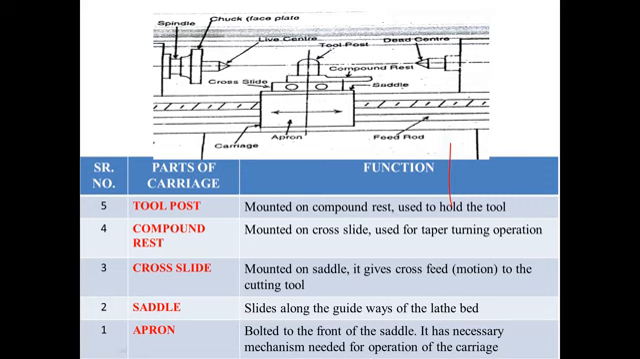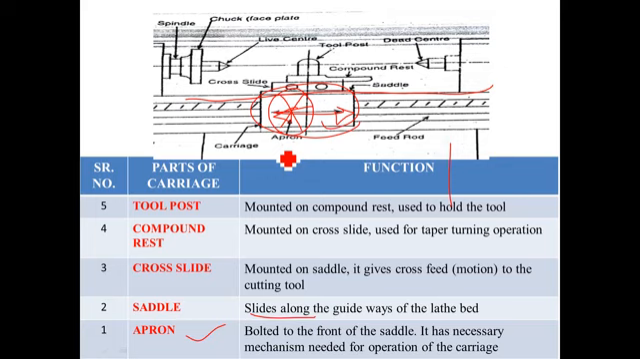Here the first part of the carriage is the apron. Now we are discussing only the carriage, an exaggerated view. The first part is the apron. As mentioned, you can see here the motion parallel to the axis. Second is the saddle, which we saw in the previous figure, which slides along the guideways of the lathe bed. Here we have this lathe bed, which it slides on. The cross slide has a cross motion, that is, it provides a feed to the cutting tool.